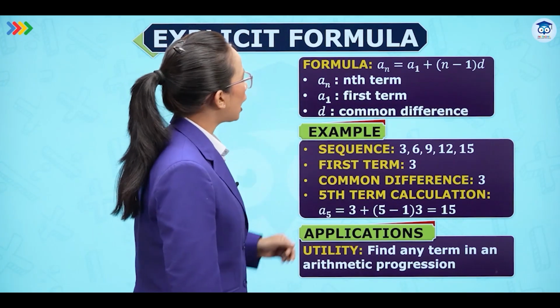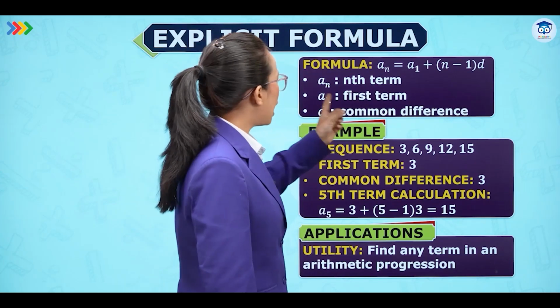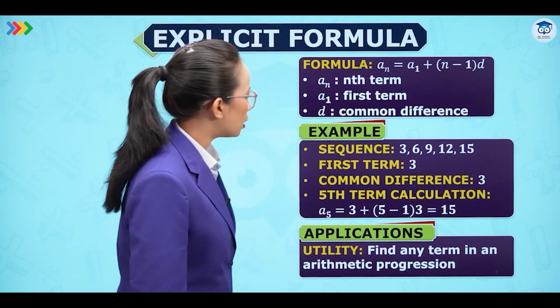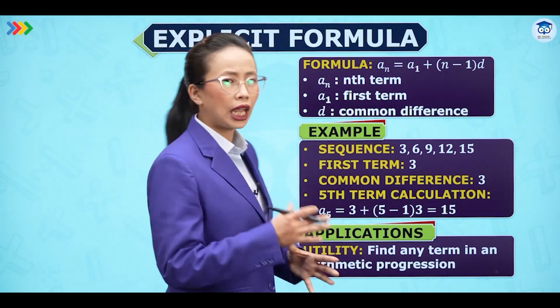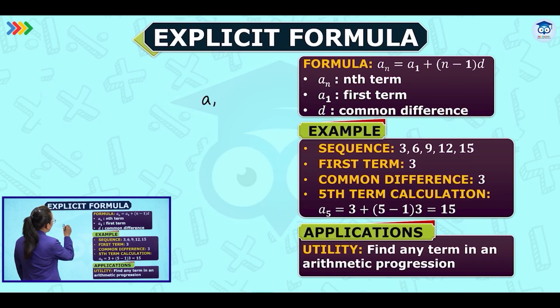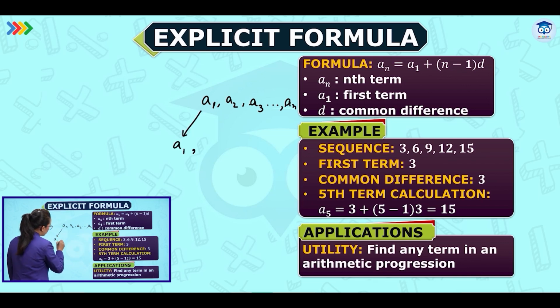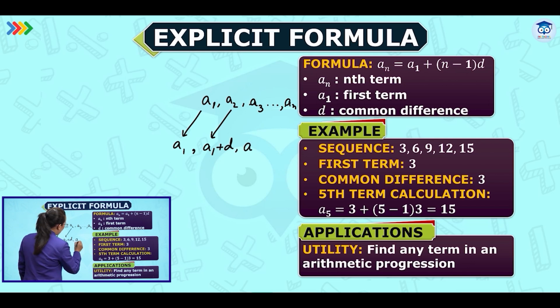Here AN represents the nth term, A1 is the first term and D is the common difference. So why is it so? It's very easy. Suppose the pattern is A1, A2 and A3, and so on. We know that A1 is the first number. In A2, we will be adding A1 plus D, the common difference. Now in A3, we will be adding A2 plus D, and so on.